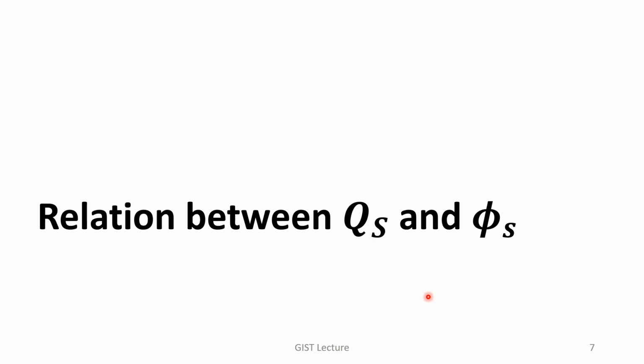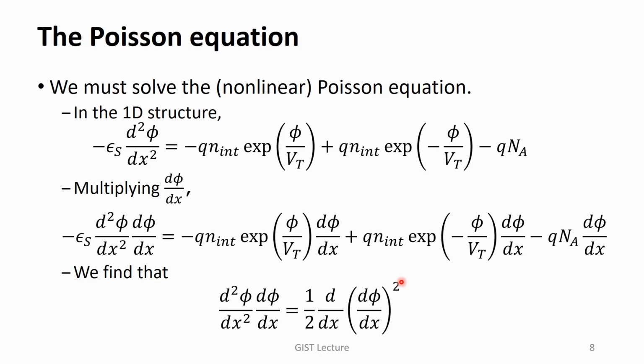Let's derive the exact relation. We must solve the nonlinear Poisson equation. In the 1D structure, it is written this form. The trick is so simple. Integrating the Poisson equation itself does not give us additional information. Instead of that, we first multiply d phi over dx. It is minus 1 times the electric field.